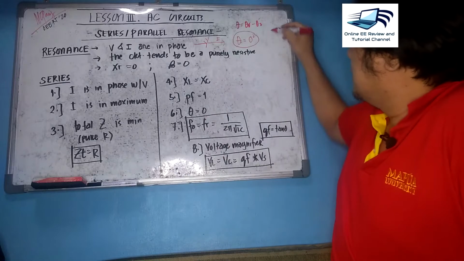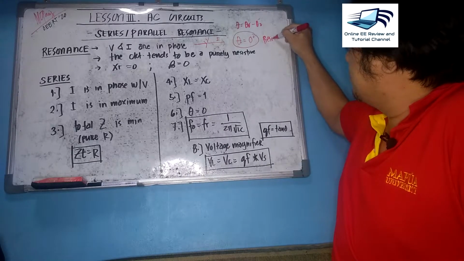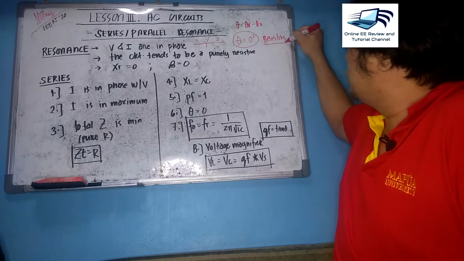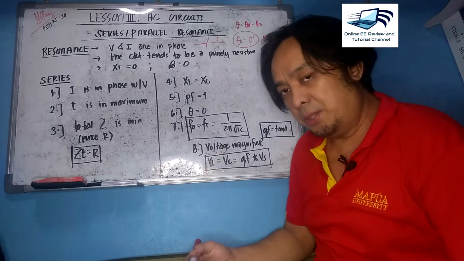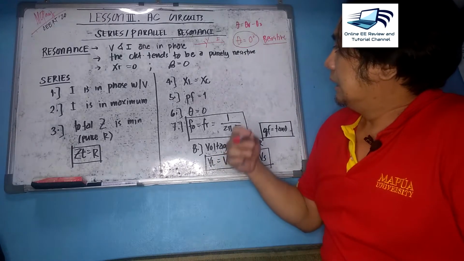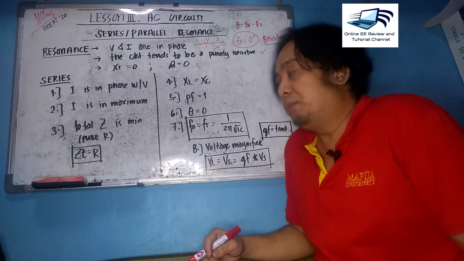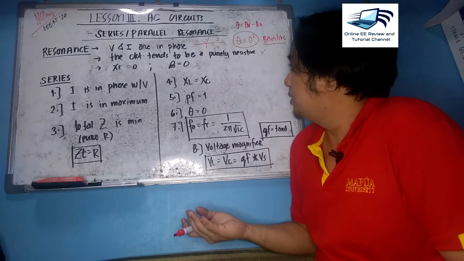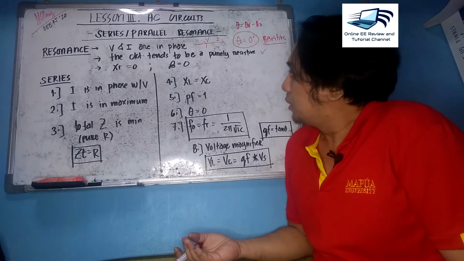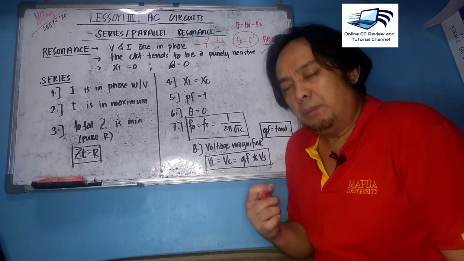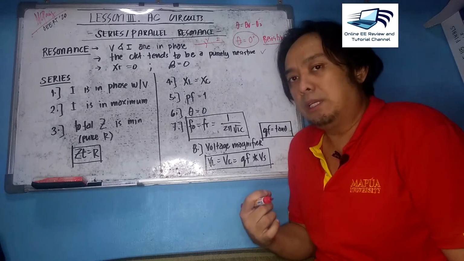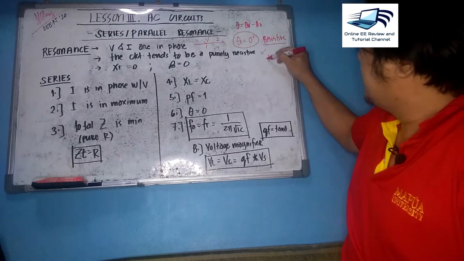So it means that the circuit tends to be purely resistive. This is also the meaning of the second definition, that the circuit tends to be purely resistive because the voltage and current tend to be in phase. And one more thing, one application of resonance circuits is tuning circuits.